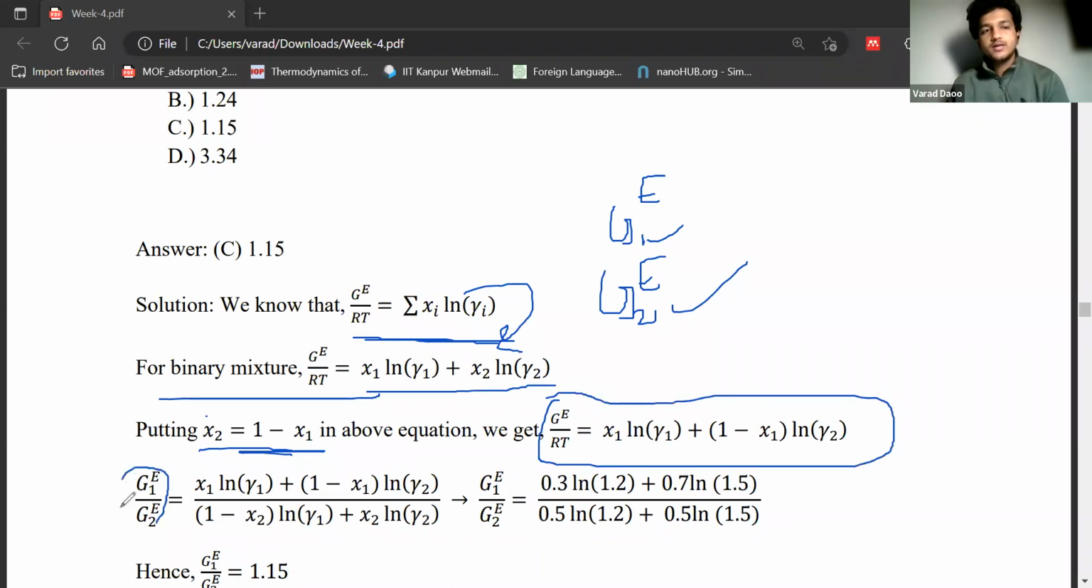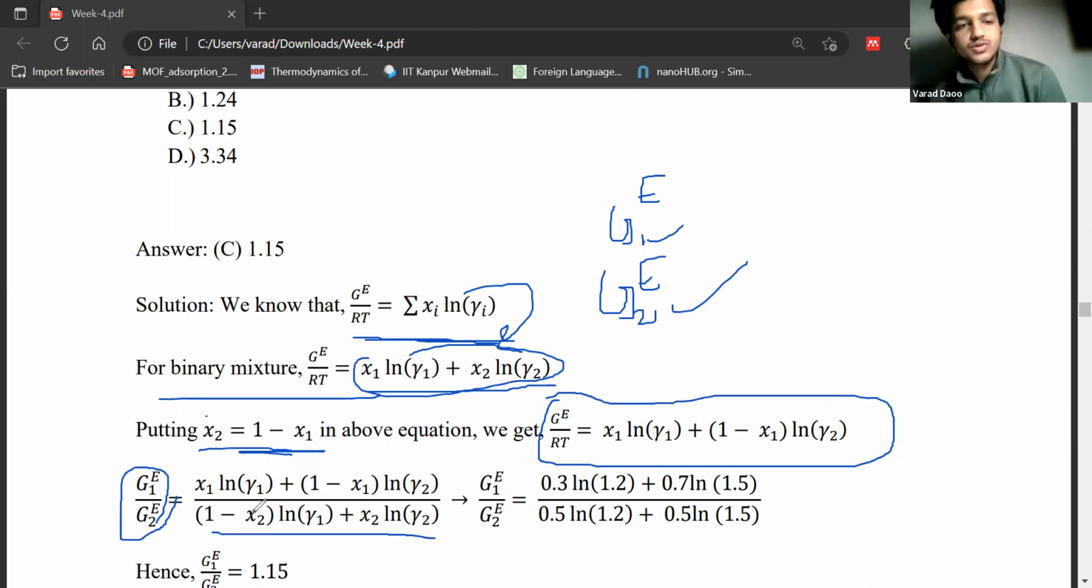Then we take the ratio. So G1 bar is this one, and G2 bar is nothing but this one, because for the other one we have been given x2, that is why we are writing in terms of x2. And first we kept it in terms of x1.